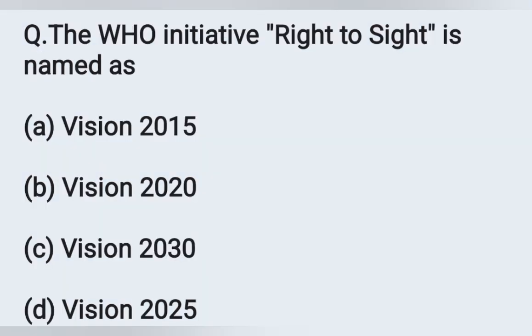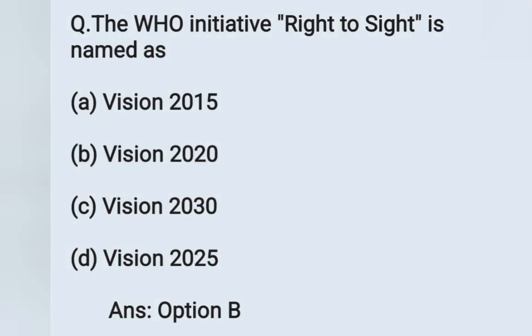And the next question is, the WHO initiative A Right to Sight is named as. Our options. Option A, Vision 2015. Option B, Vision 2020. Option C, Vision 2030. Option D, Vision 2025. The Right to Sight program mainly aims to prevent the blindness. The WHO took the initiative A Right to Sight. This is also known as Vision 2020. The main aim is to prevent the blindness and also to prevent the eye related problems.